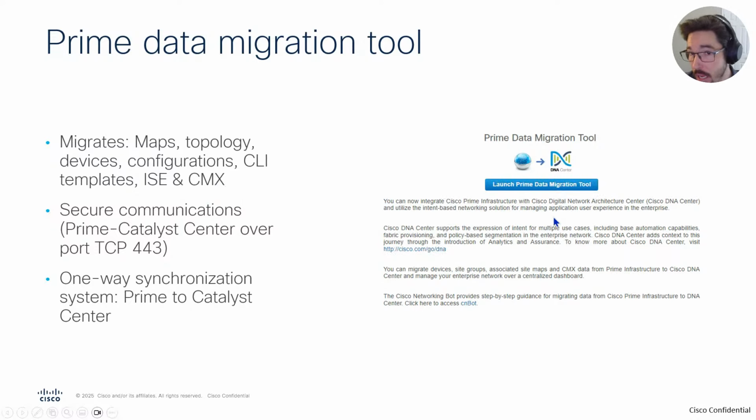The really neat thing about Prime as well is that on floor plans within Prime, if you're aware of the locations in Prime, you can put floor plans at the floor level. Those will be migrated as well over to Catalyst Center, and I'll show you that in action during the demo. Secure communications, it is done over port 443 TCP, and it's a one-way synchronization. You cannot migrate from Catalyst Center to Prime. It's Prime to Catalyst Center.